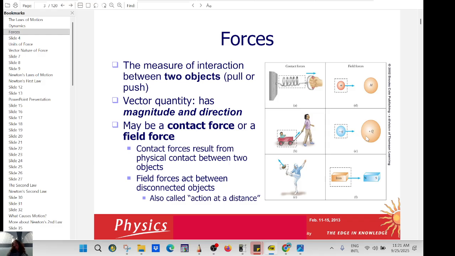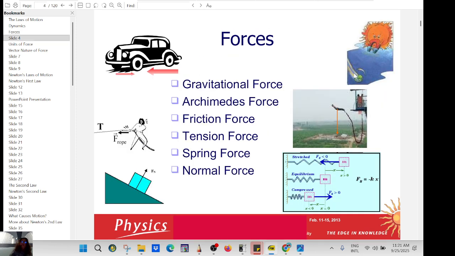Same thing for the electric field. Positive and negative will attract, positive and positive will repel. This is because you have an electric field, and you have a magnetic field as well. So these are called field forces. Okay, so here are the kinds of forces we're going to deal with. Gravitational force, which is the weight. You have the buoyant force in a fluid, friction force, static friction, kinetic friction, tension along a rope, for example, a spring force, if you have a spring, obviously, and the normal force, which is the support force.